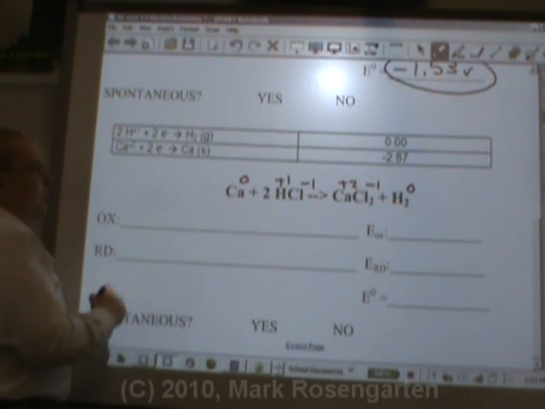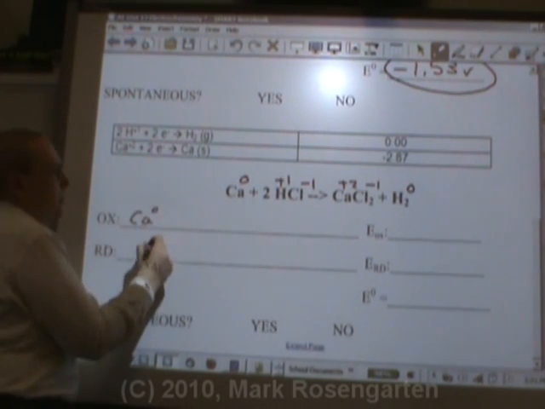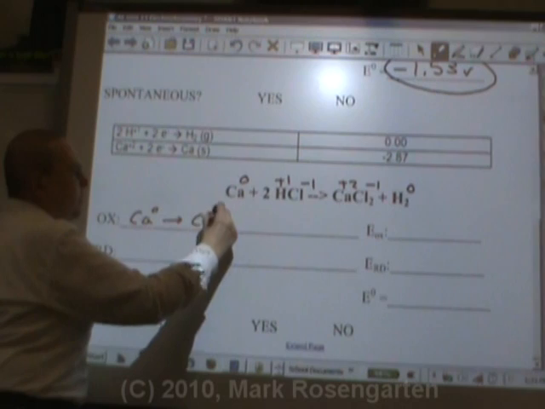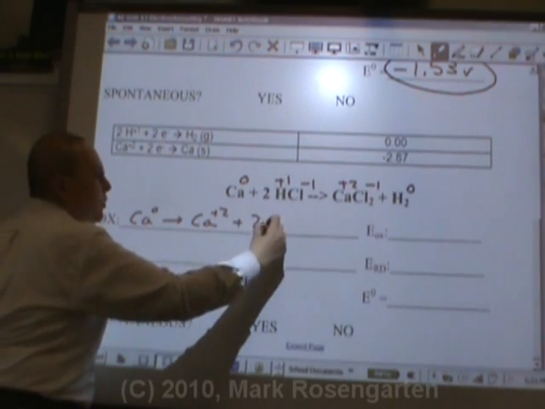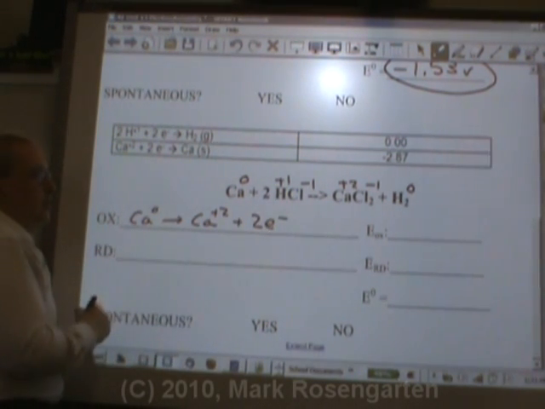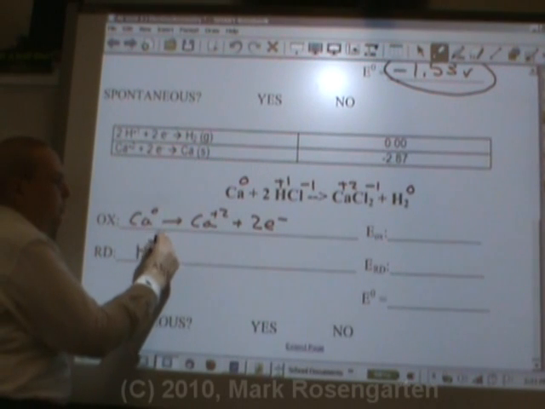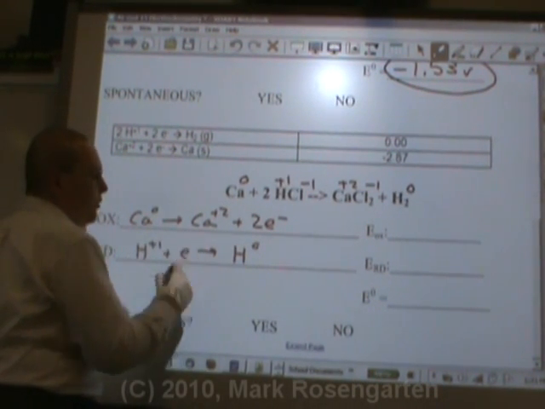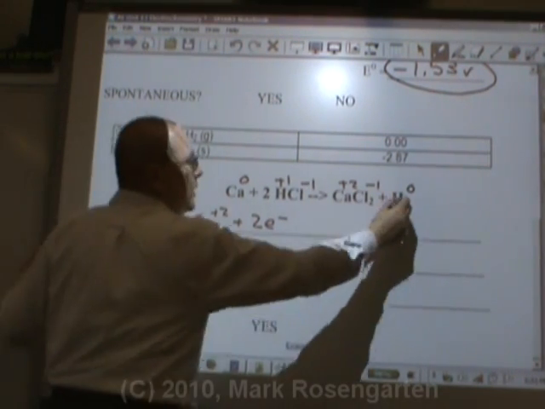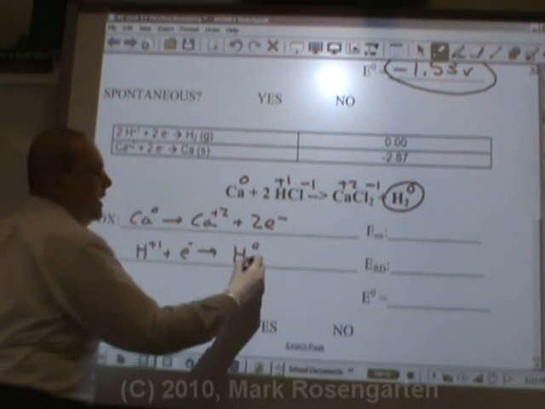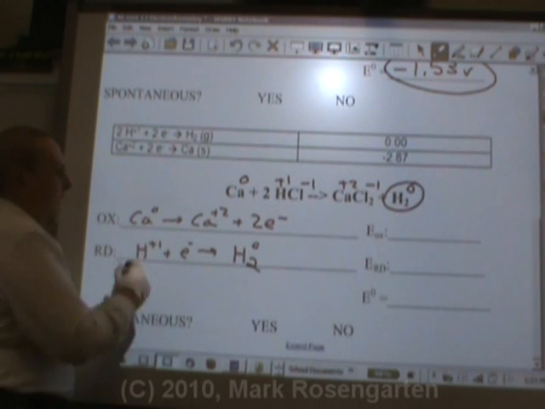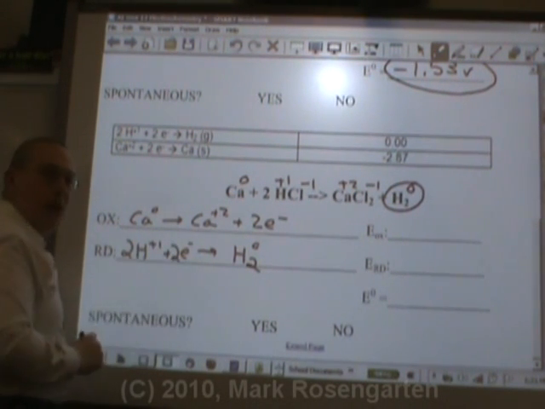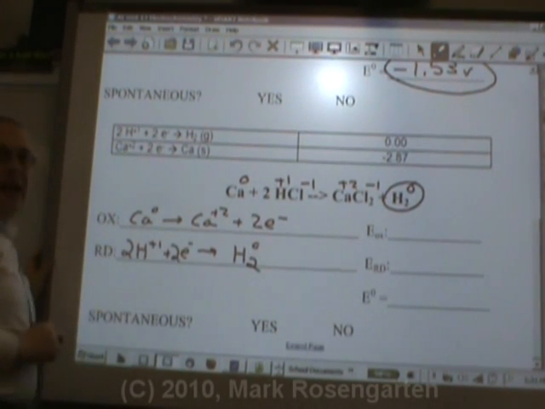The oxidation half reaction is calcium 0 becomes calcium +2 by losing 2 electrons. The reduction half reaction is H+1 becomes H0 by gaining an electron. But notice that hydrogen is diatomic over here, so I need to take that into consideration and double these other things as well. That would be the reduction half reaction.